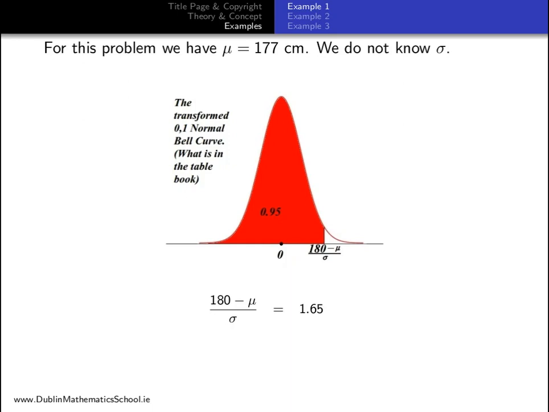And this must equal 1.65, because the area to the left of 1.65 in our table book is 0.95. That is, we found 0.95 and read off what the z value was to give such area. The numerator is 3 because mu is 177 and it's just 180 minus 177. Cross multiplying gives us our answer. Standard deviation sigma is approximately 1.82 centimeters.